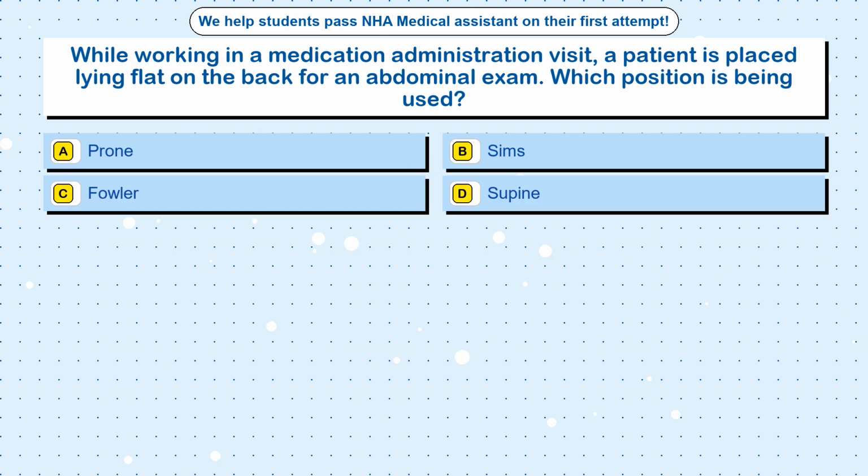Question 97. While working in a medication administration visit, a patient is placed lying flat on the back for an abdominal exam. Which position is being used? Option A, prone. Option B, Sims. Option C, Fowler. Option D, supine.